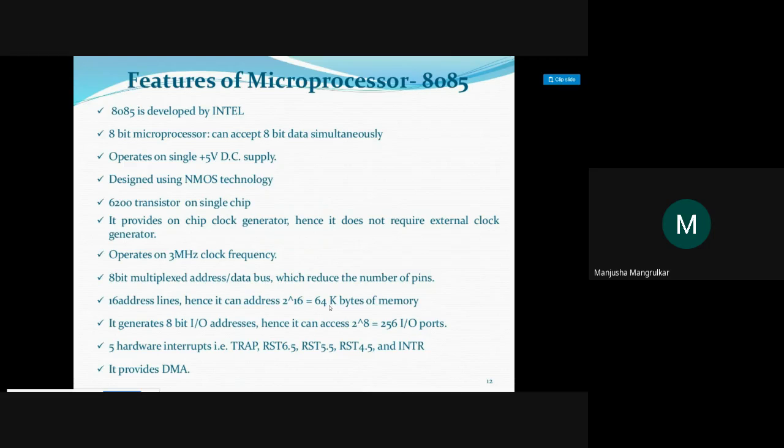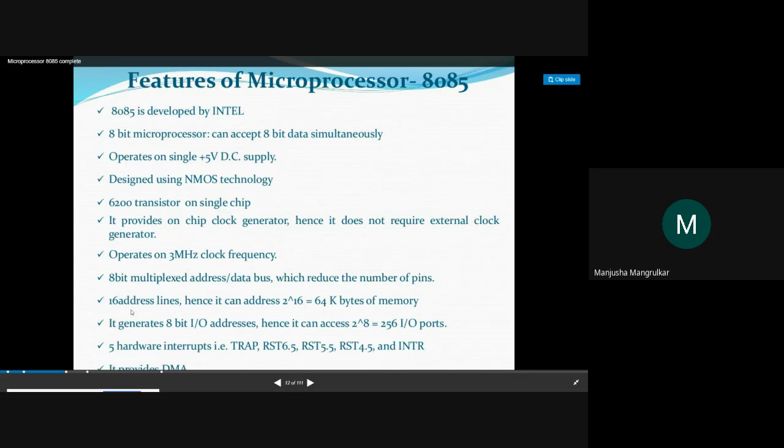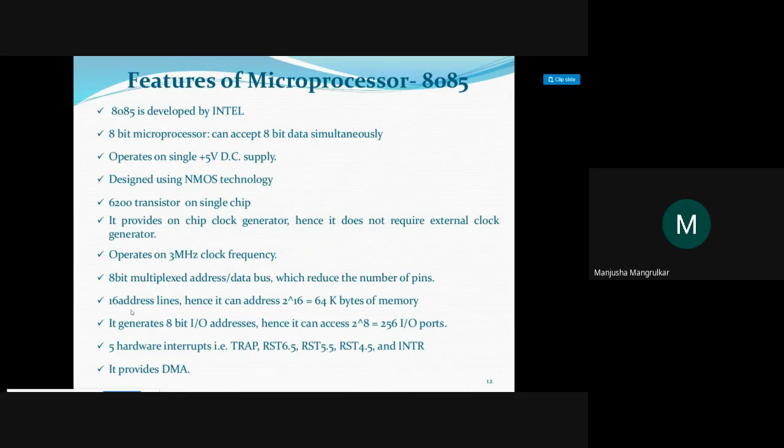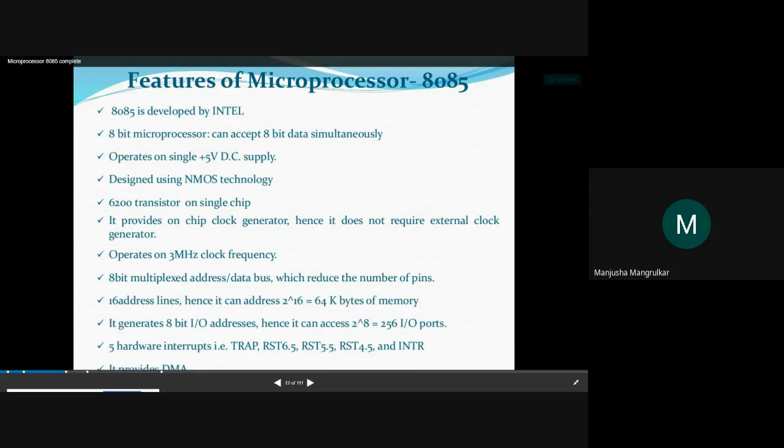And it provides DMA, meaning direct memory access. As we have seen, the microprocessor, input output devices and memory. It is not always necessary that data from memory goes to the microprocessor and then to the input output devices. Memory can communicate directly with the input output devices. That is called direct memory access, without involving the microprocessor. So these are the features of the 8085.